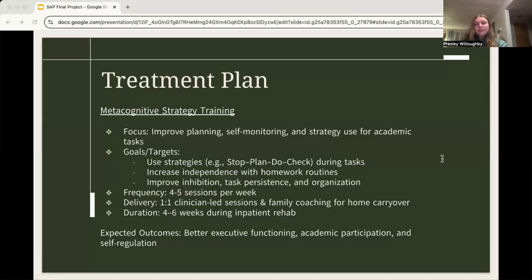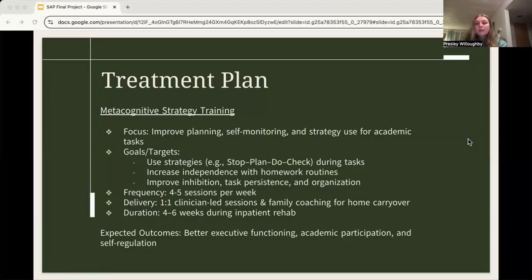So based on the integration of evidence, I selected metacognitive strategy instruction as the primary treatment approach for this client. Although a combined APT and MSI model is supported, MSI is the best primary treatment choice for this specific client at this stage in his recovery because it best fits his executive functioning deficits, his age and developmental readiness, his goals for academic reintegration, and it had the strongest evidence for functional generalization.